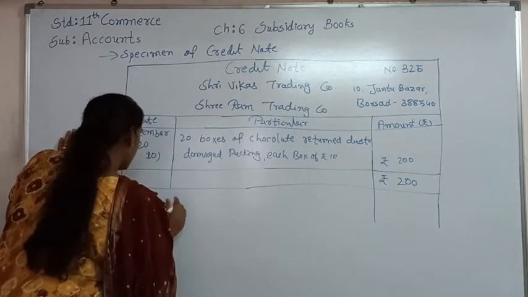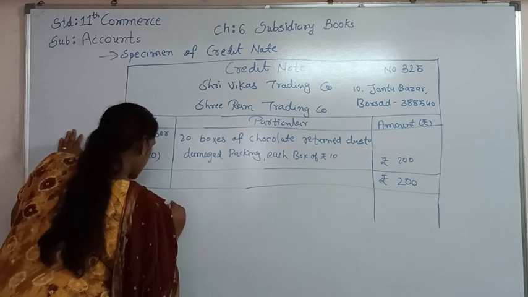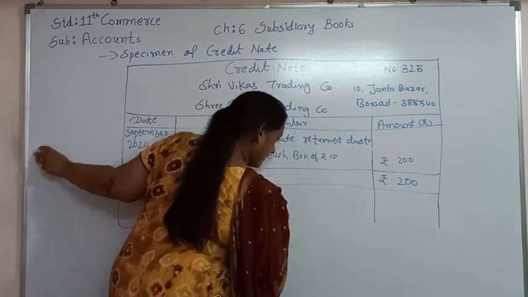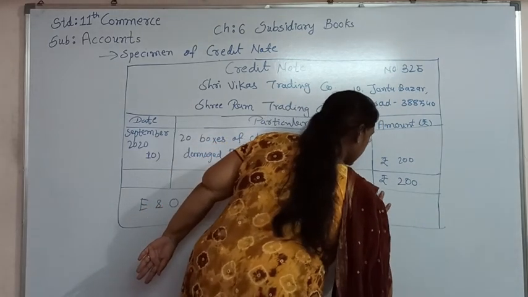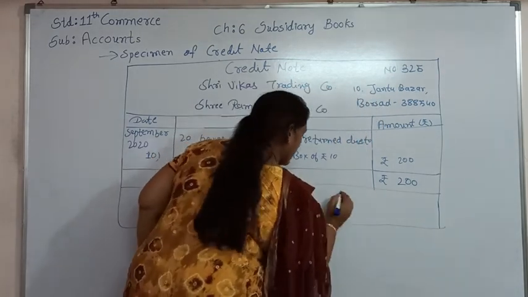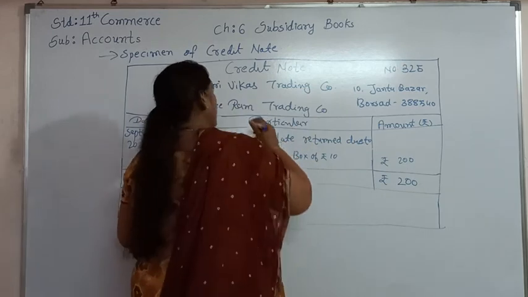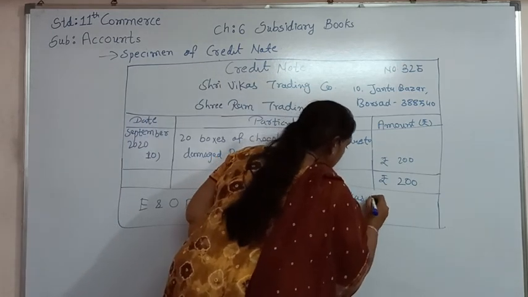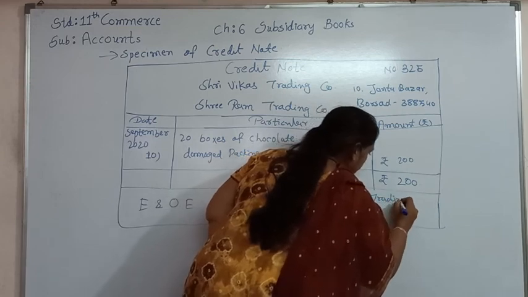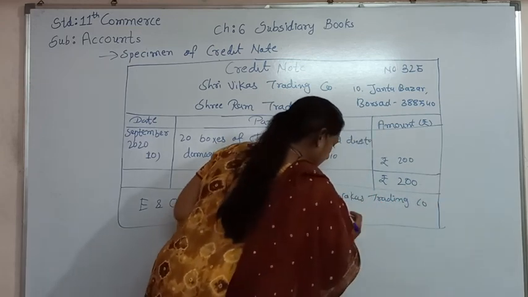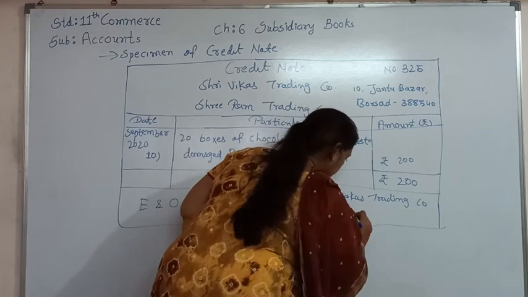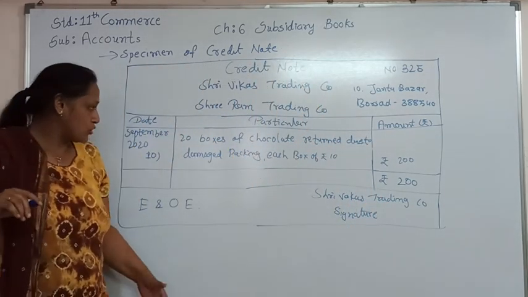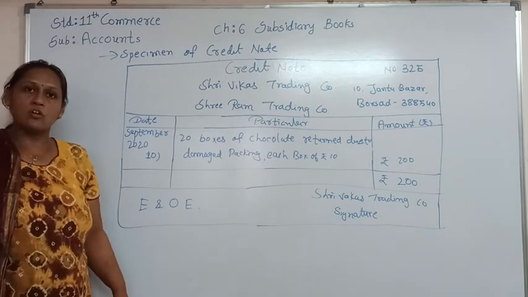So here we will write E and O.E., and here we will write the signature of the person, Sri Vikas Trading Company, and signature. So this is how we are supposed to prepare the credit note.